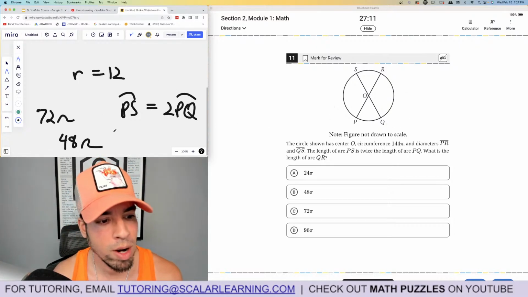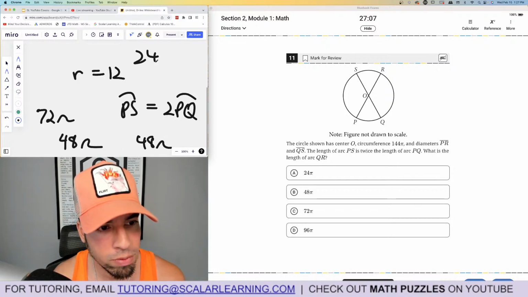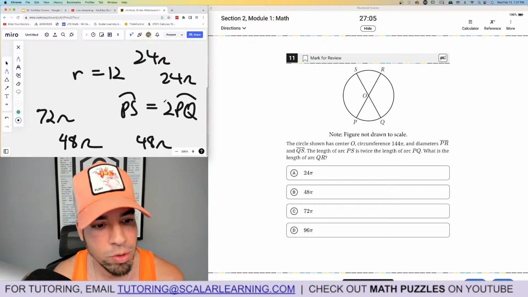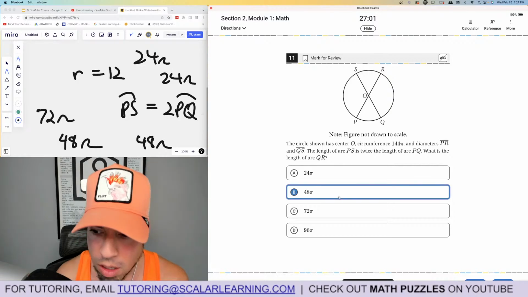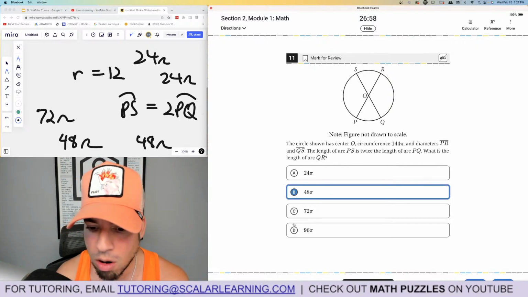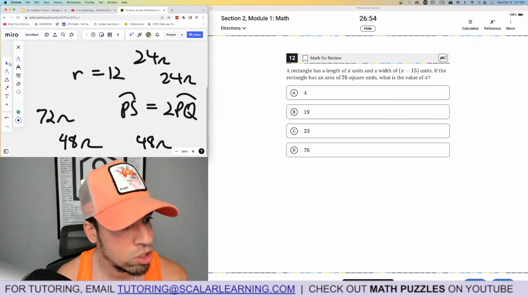Now, if I were to write it out, check it out. PS and QR are 48 pi, 48 pi. The other ones are half, 24 pi, 24 pi. So if you added all these together, that's 48 plus 48 plus 48 is 144. So it makes sense. So that's the long one, QR. I could explain it better if I could write on the diagram, but that's the gist of it.